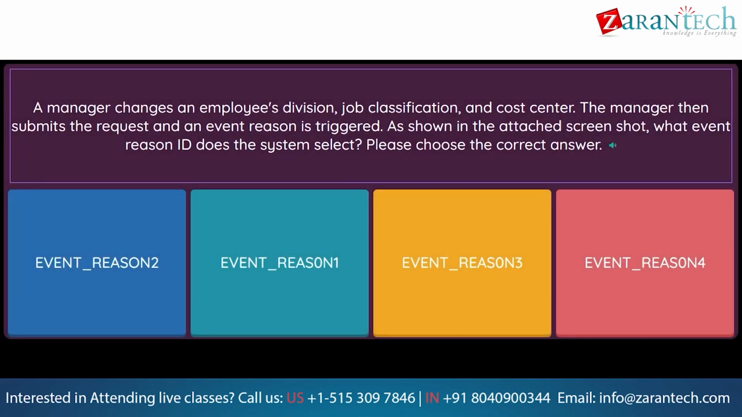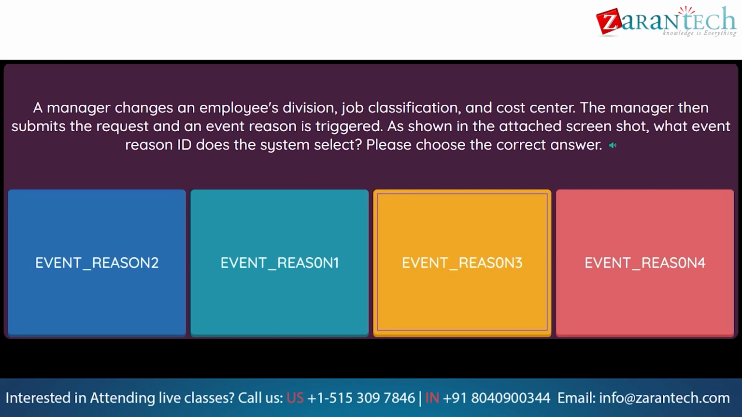Question: a manager changes an employee's division, job classification, and cost center. The manager then submits the request and an event reason is triggered. As shown in the attached screenshot, what event reason ID does the system select? Please choose the correct answer. Option 1, Event_reason 2. Option 2, Event_reason 0 and 1. Option 3, Event_reason 0 and 3. Option 4, Event_reason 0 and 4.